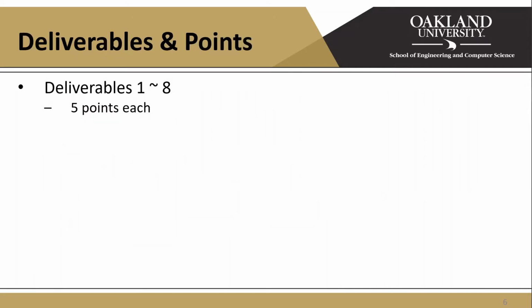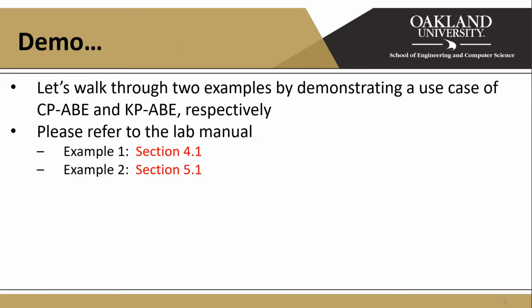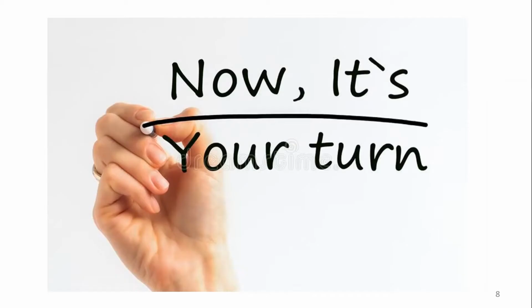This lab will contain 8 deliverables or questions, each worth 5 points. And now we're going to look at two examples of attribute-based encryption, one of Ciphertext Policy and one of Key Policy. These examples are also located in your lab manual, sections 4.1 and 5.1.